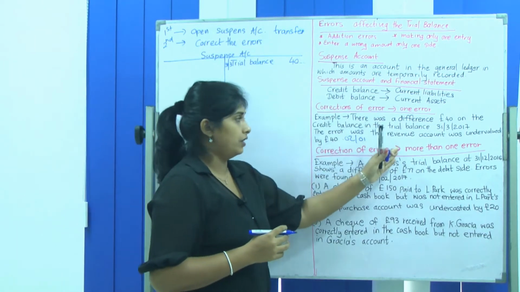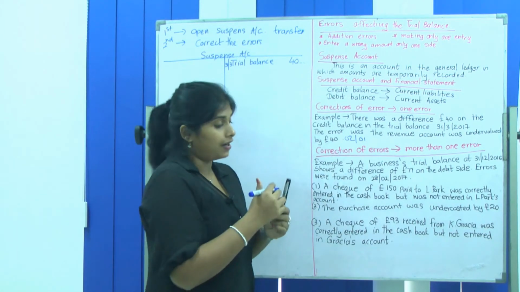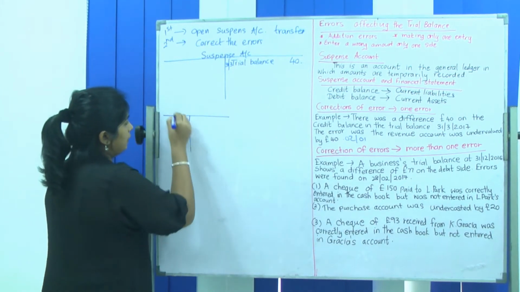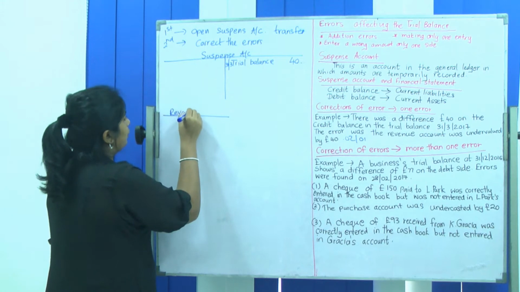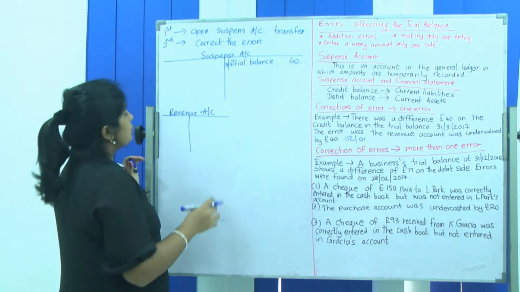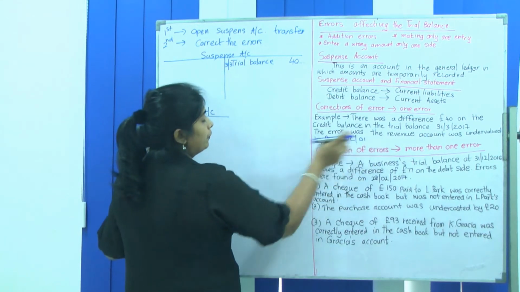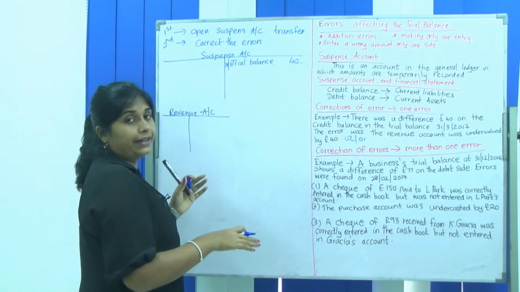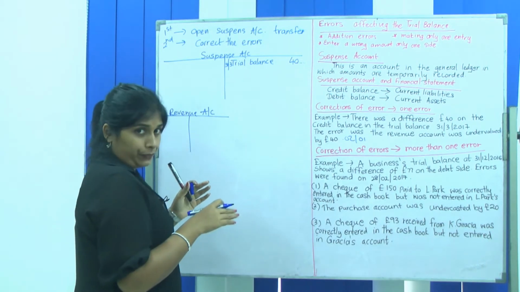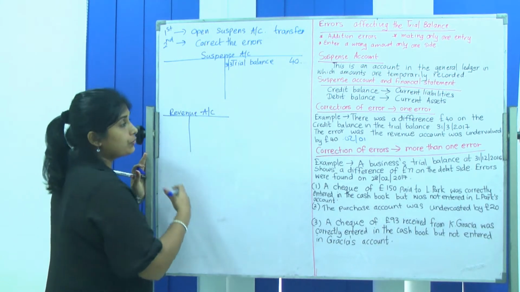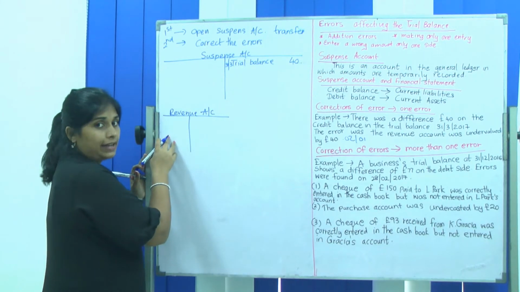Error was there in the revenue account because they have undercasted. So normally when we are recording in the revenue account, we are assuming revenue as an income account. So always income will be credited. So this is an undervalue. That means you have lost it by 40 pounds. So what will happen? It has gone down. So what you have to do is you have to add. So revenue is an income.